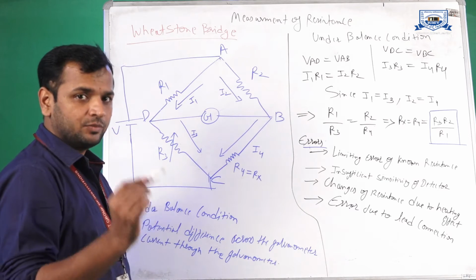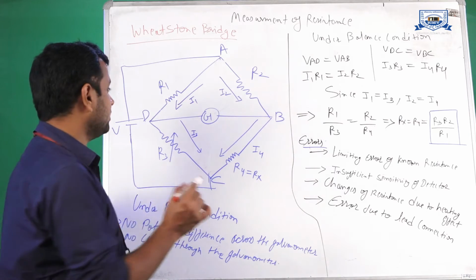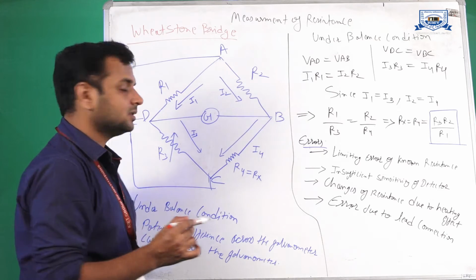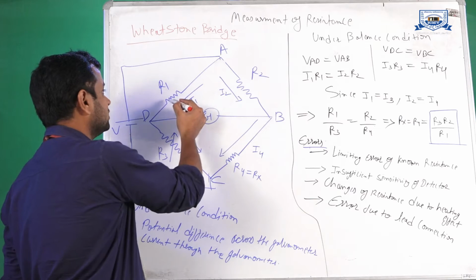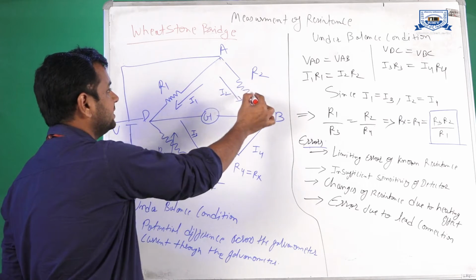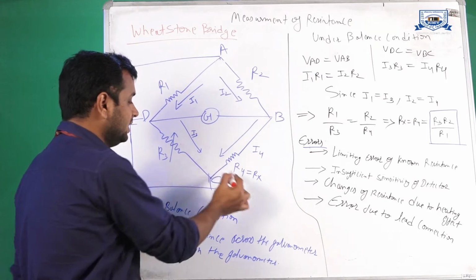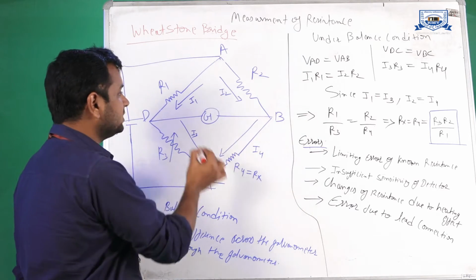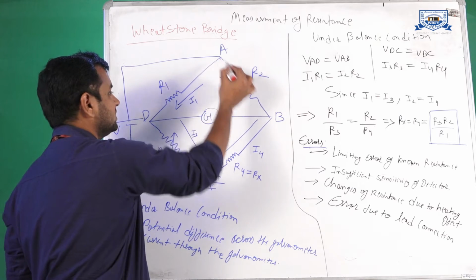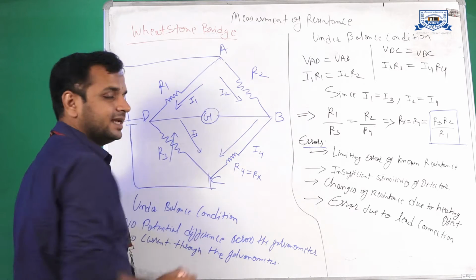In every bridge we use four branches. The resistance of the first branch is R1, the second is R2, the third is R3, and the fourth is R4. We have four points here: first is A, then B, then C, and then D.